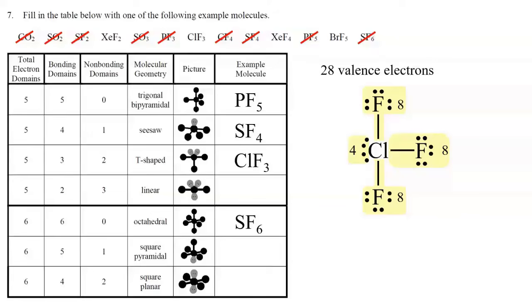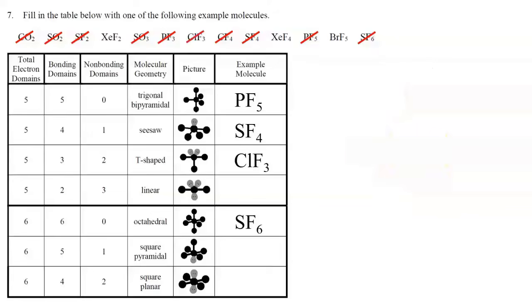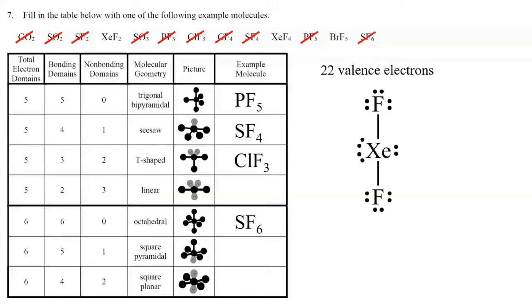The next number of valence electrons to consider is the number 22. 22 is not a multiple of 8. 8 times 2 is 16, but there are going to be 6 extra electrons left over, which we will place in the form of 3 lone pairs on the central atom. So the molecule that has 22 valence electrons is xenon difluoride.